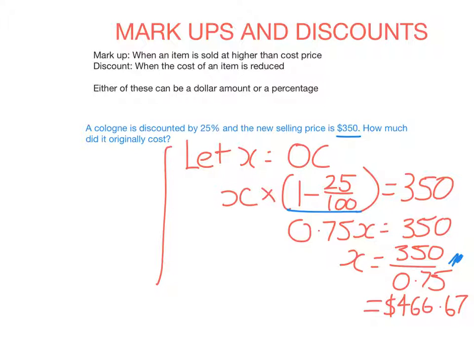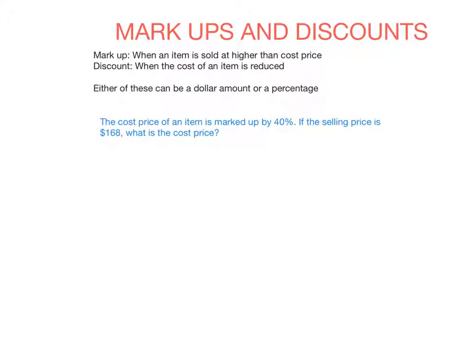Let's look at another example. So this question, though worded a bit differently, is essentially the same question. If the cost price of an item is marked up by 40%, it now costs $168. What was the original cost? Selling price, of course, means how much it's sold for. So it's being sold for $168. We don't know what the cost price is, though. We've just taken a cost, added 40%, and ended up with $168.